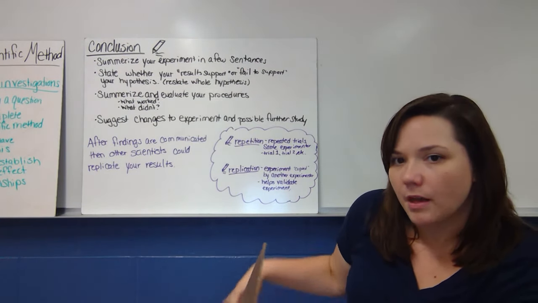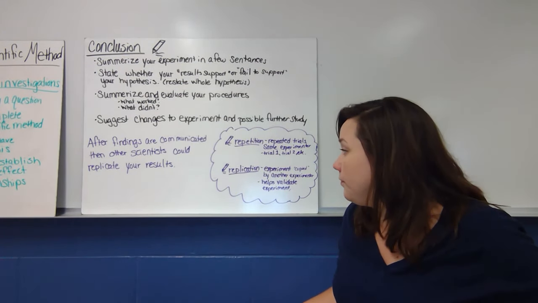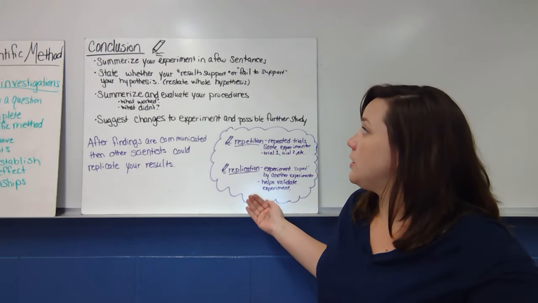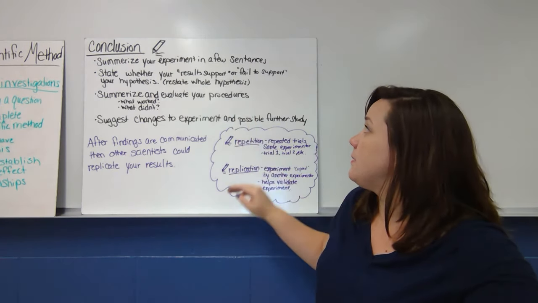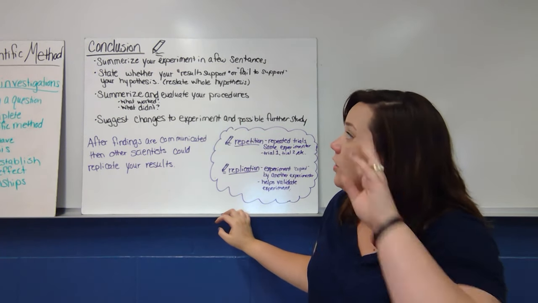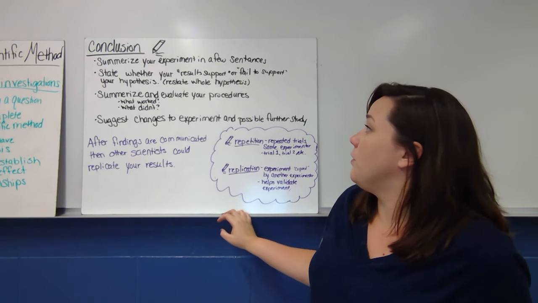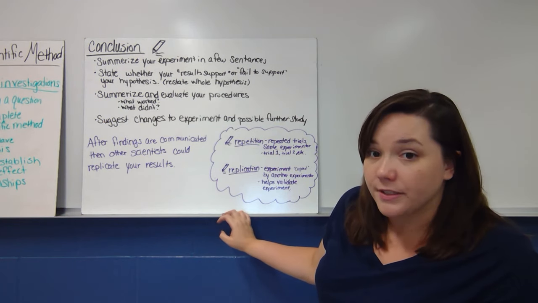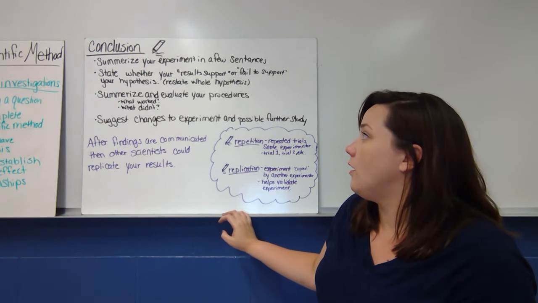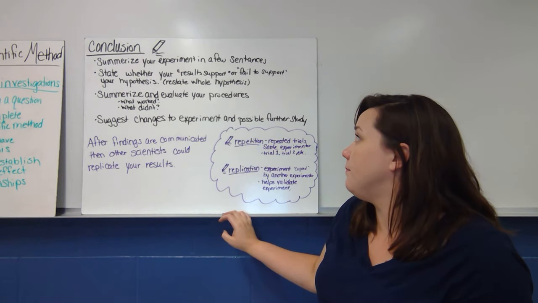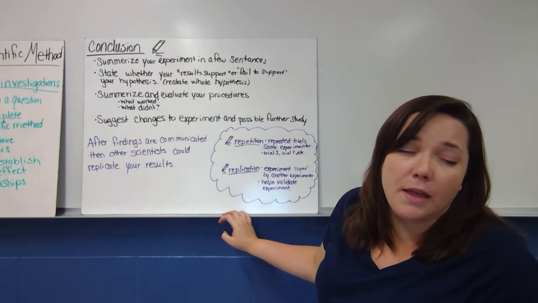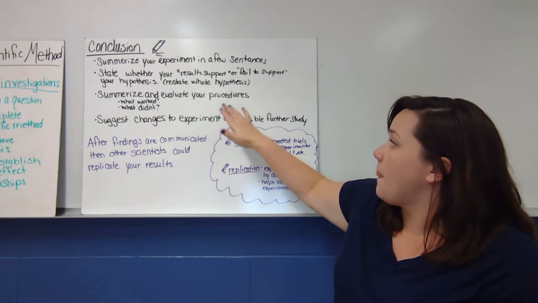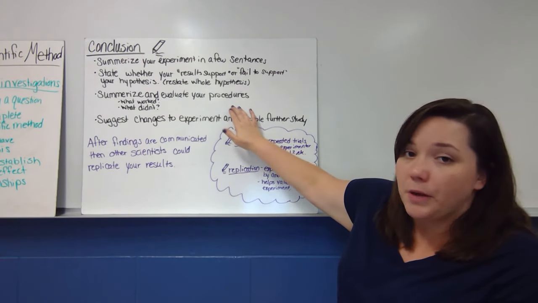So let's go ahead and talk about our conclusion. The very last, before we can get to communicate those results, is to write our conclusion. You're going to summarize your experiment in a few sentences. You're going to state whether your results support or fail to support your hypothesis. And you're going to restate that whole hypothesis there. Based on this data, my data supports my hypothesis because, and you're going to kind of give all that information again. You're going to summarize and evaluate your procedures.